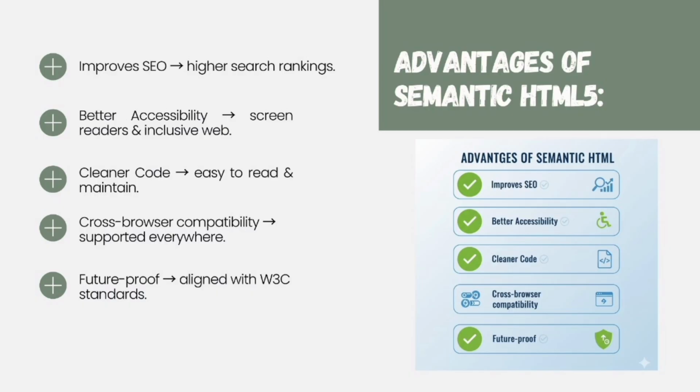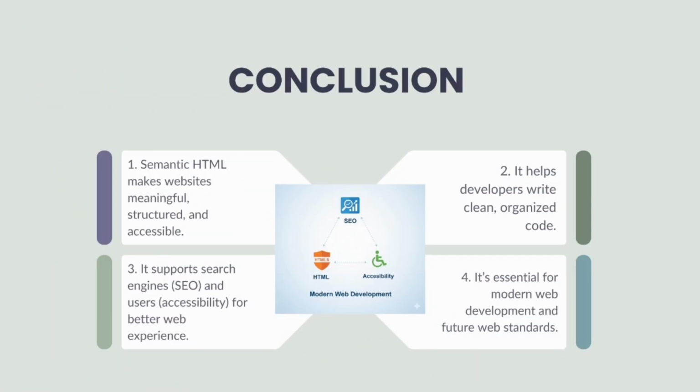Now, let's finalize our thoughts on this transformation. So, the final conclusion is quite clear. Semantic HTML is the core of modern web development. Let's summarize the 4 core ideas we have covered. First, semantic HTML makes websites meaningful, structured, and inherently accessible. It is the foundation of quality.